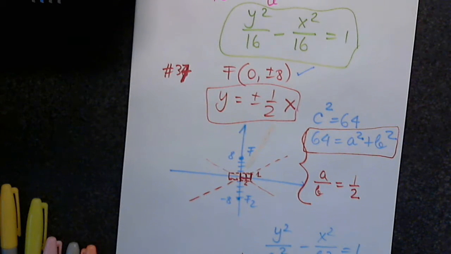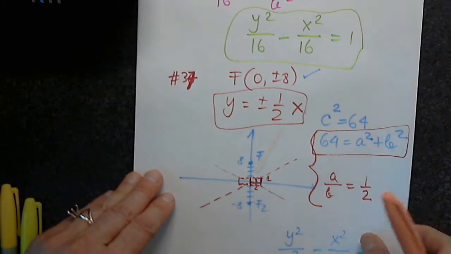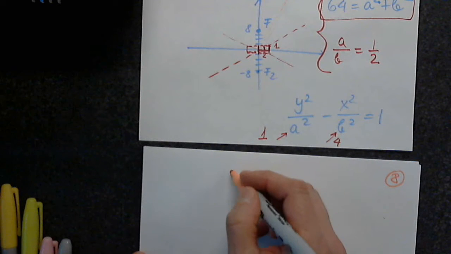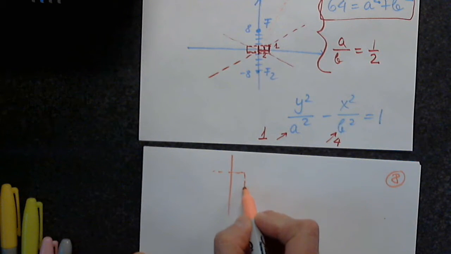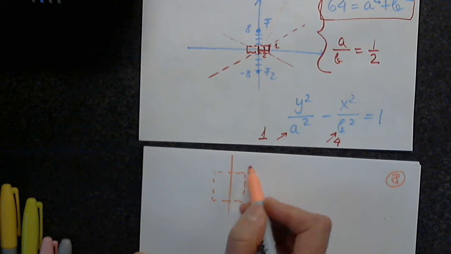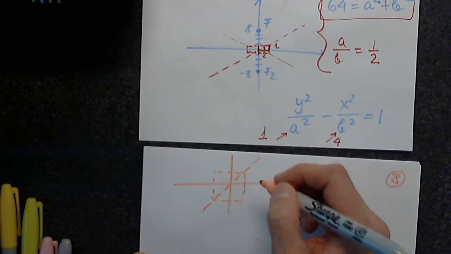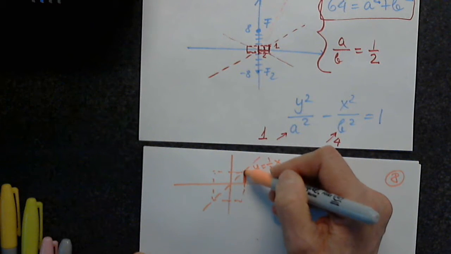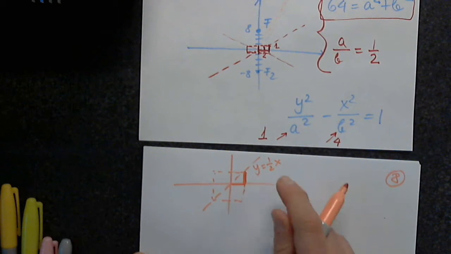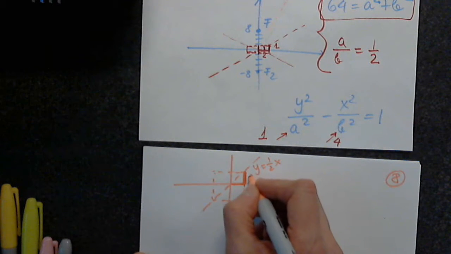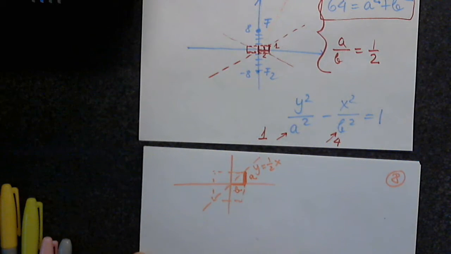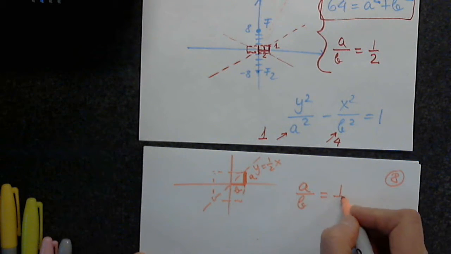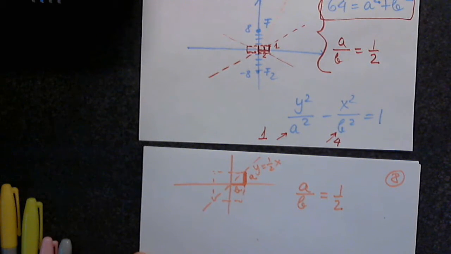Two equations? Yes. Okay. So when we look at a box, let me just show the box. So y equals 1/2 x. It means that this ratio, this over this, is 1/2. But it doesn't mean that A is 1 and B is 2. It only says that A over B is 1/2. That's all it means.